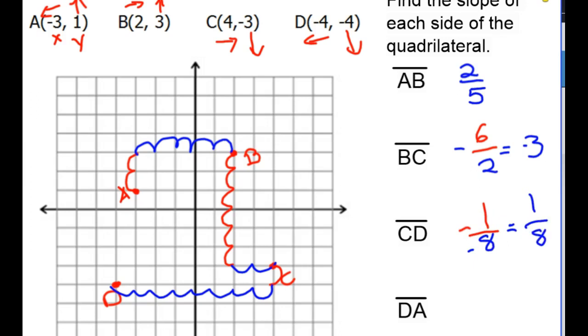And finally, we have an uphill from D to A. Up 1, 2, 3, 4, 5. Over 1. 5 over 1, or 5.